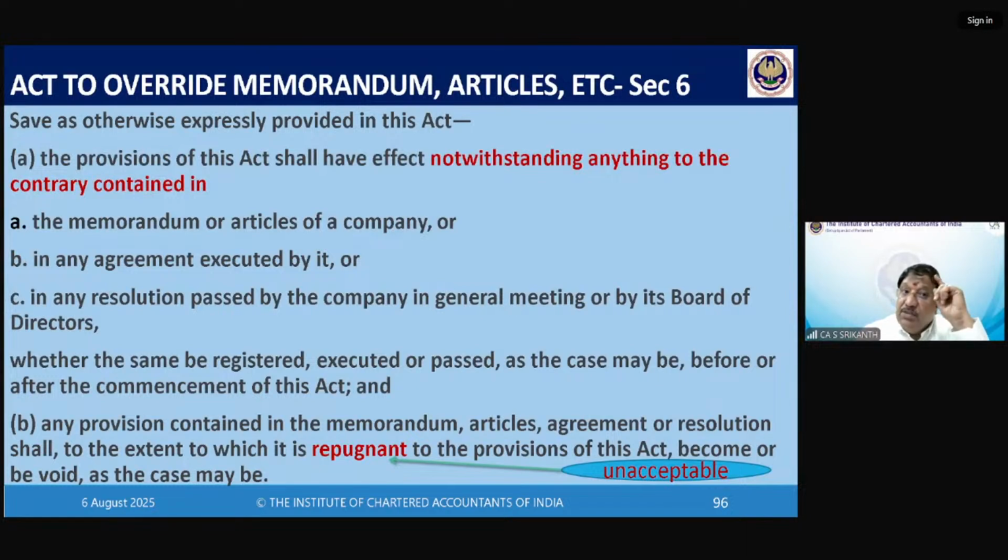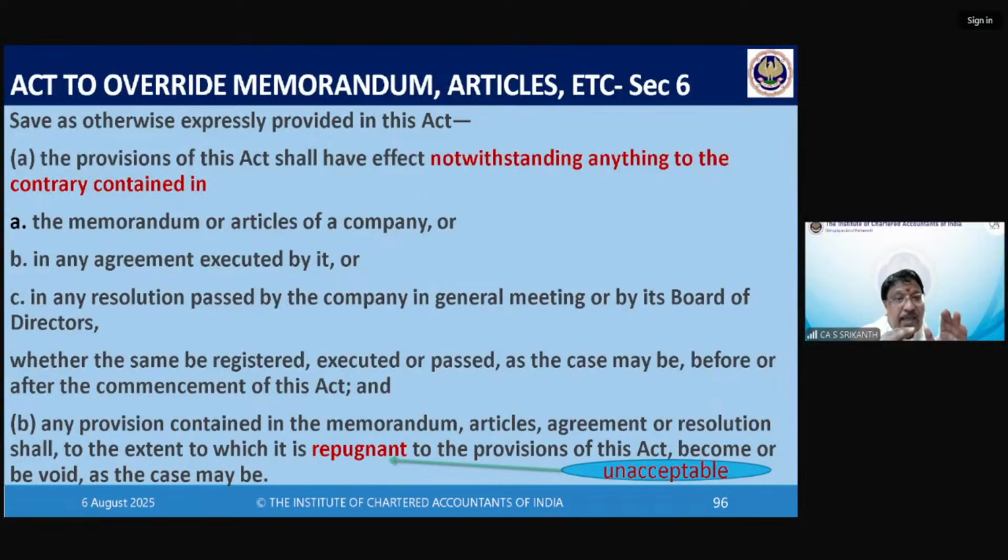Now, even if it is mentioned in the memorandum, you cannot do something which is prohibited by the Act. So the Act will be superior. The provisions of this Act shall have effect notwithstanding, that means whatever may be said in the memorandum, whatever may be said in the articles, the Act will prevail. Notwithstanding means ignoring, not considering. It doesn't matter. Suppose you are saying something and I am saying something, notwithstanding whatever you say, I am right. It means I am superior to you.